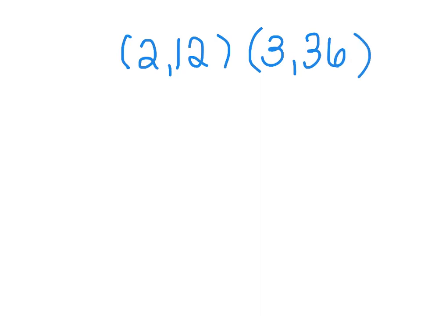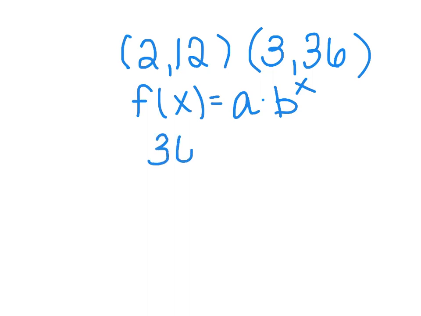Okay, so what we want to do is go back to that function, f of x equals a times b to the x, and fill in some values that we know. I'm going to start with the 3 and the 36 because those are the larger numbers, and I can see a few steps in front of me, and once you do this a few times, you'll get the feel for things. So the f of x, or the y coordinate, is 36. We don't know a, we don't know b. The x-coordinate is 3. Going back to Algebra 2a, we don't have enough information here to find a and b.